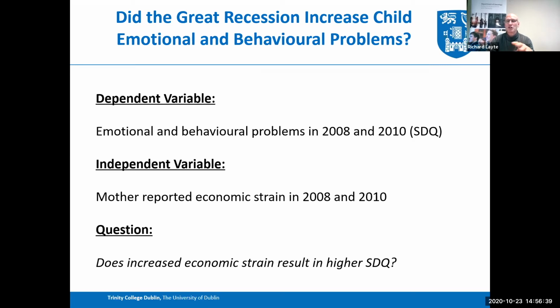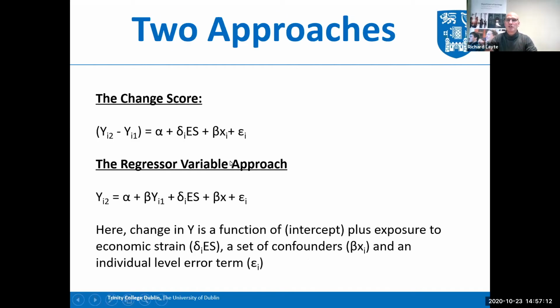So it's using Strengths and Difficulties Questionnaire data as our dependent variable. That's about emotional and behavioural problems and change in those between 2008 and 2010. Our independent variable is the mother's report of economic strain that the household went through, and change in that between 2008 and 2010. And our question is then, did increased economic strain lead to higher emotional and behavioural problems? That's SDQ. So we can have a couple of different approaches to this.